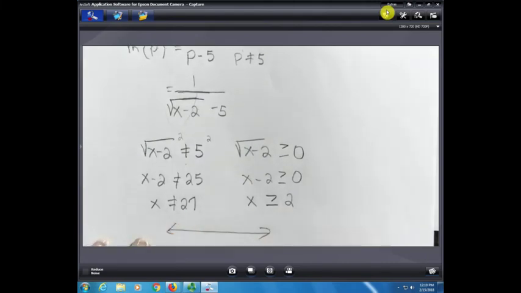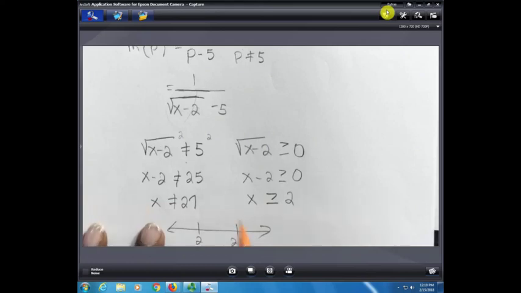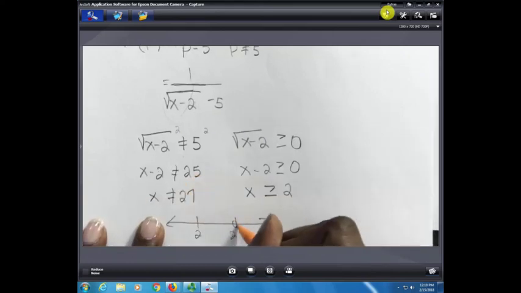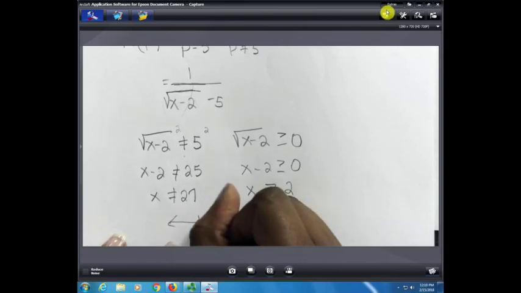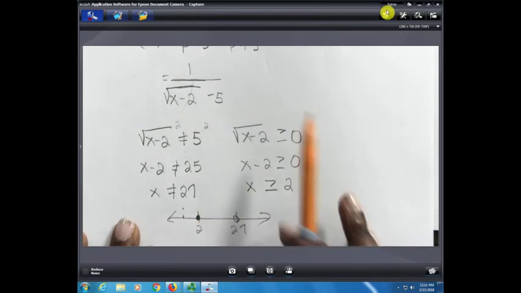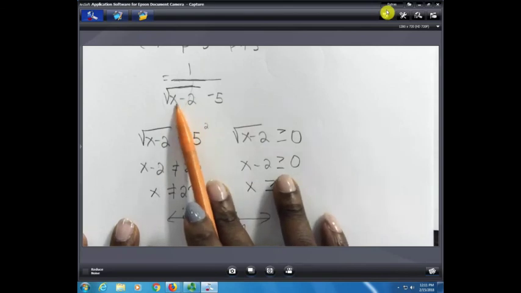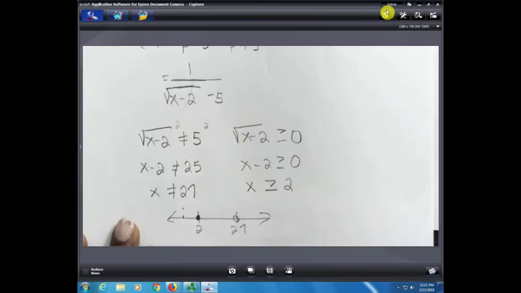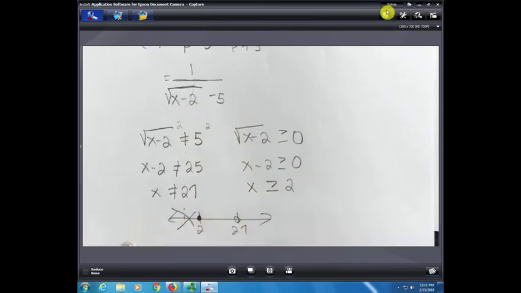So let's think about that on a number line. I have 2, and then I have 27. Since I can't equal 27, let's make that an open circle. I can equal 2, however, so I'll make that a closed circle. Give me a number less than 2. 1. So if I test 1, that'll be a negative 1 down there. So can I use this interval? No. So actually going to mark that interval off.